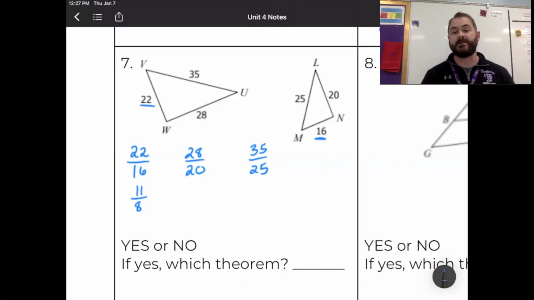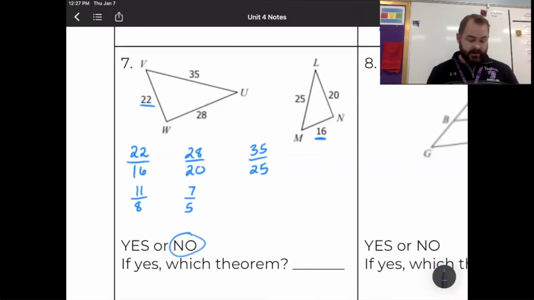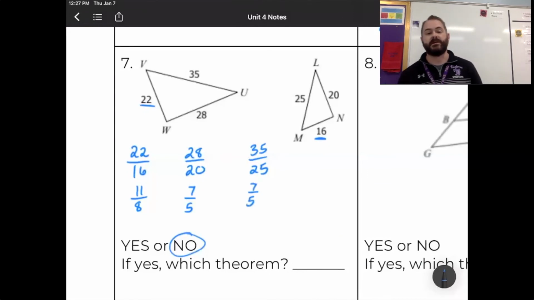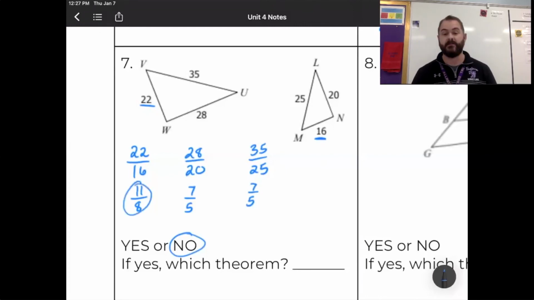Probably not going to work out this time because the other numbers aren't divisible by 11. But I'll double check to show. If on 28 and 20, we could actually divide both of those by 4, which gives me 7 over 5, already not equal, so I know my answer is going to be no. The other two do work out to be 7 over 5 as well, but all 3 sides would need to be proportional to the other 3 sides. So because of this, these are not similar.